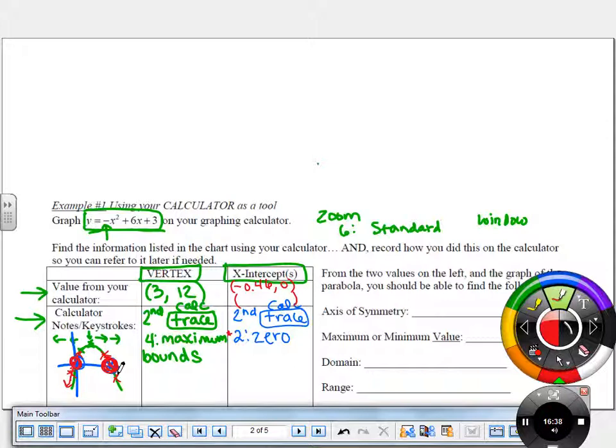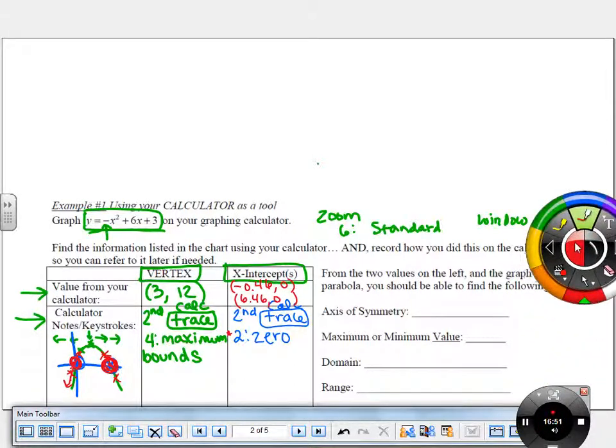And you should get an x-intercept of 6.46, 0. So you just found the x-intercepts using the calculator. With this information, we should be able to look at this, and it asks us first for the axis of symmetry. The axis of symmetry goes through the middle of our parabola, which means it's related to that vertex point, which we can see has an x-coordinate of 3. So the axis of symmetry is going to be x equals 3.